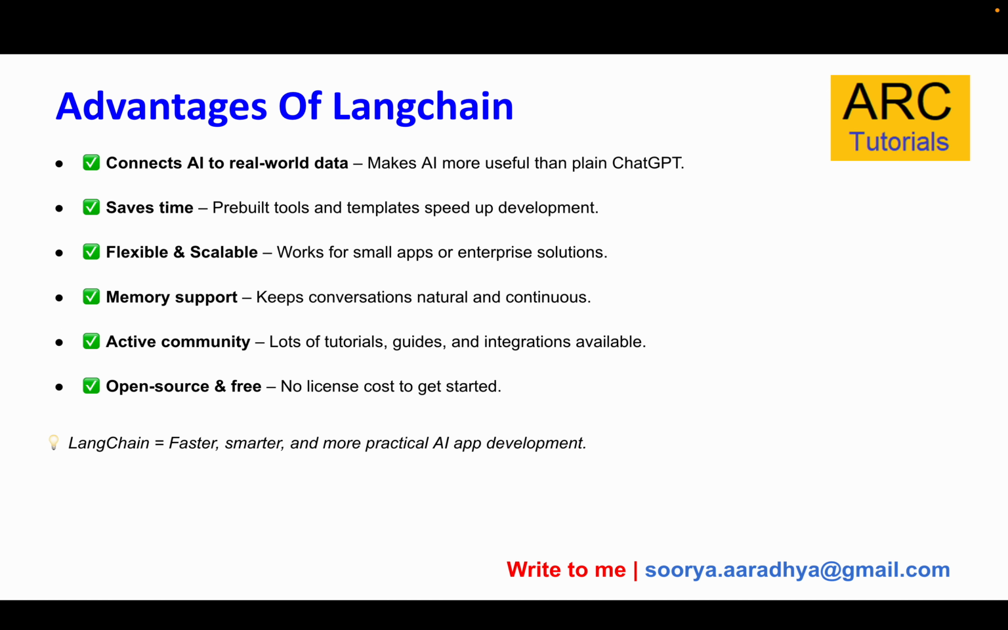What are some of the advantages of LangChain? It connects to real world data. Either you can take your LangChain app and connect it to OpenAI or Anthropic and get real world data, or if you are a startup or an enterprise, you can build and train on your own data set. It saves time. There are a lot of pre-built tools, modules, and templates available for you to quickly put together an app. It's flexible and scalable. It has memory support, an absolutely active community which is increasing. That means there are a lot of tutorials, guides, and there is no license cost to it. Absolutely open source and free, so anybody can build their own app easily.